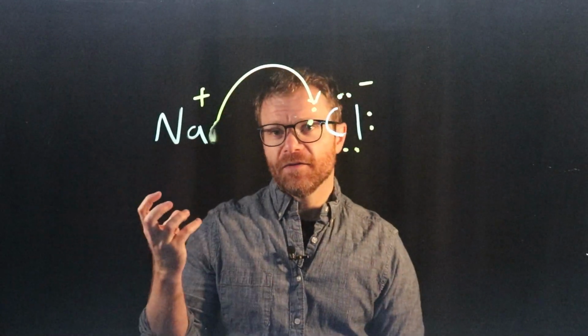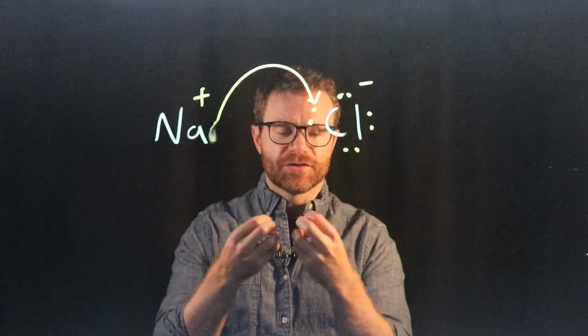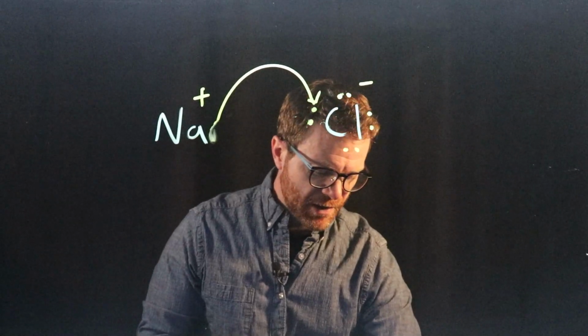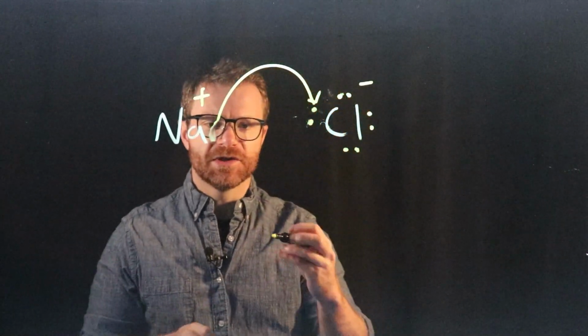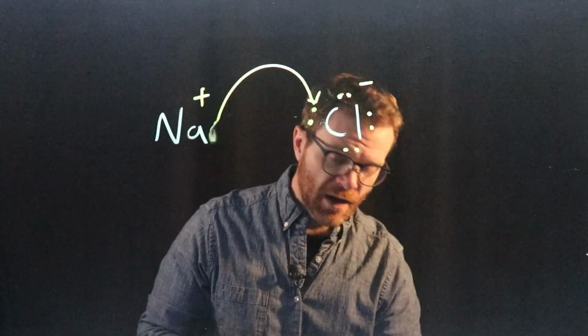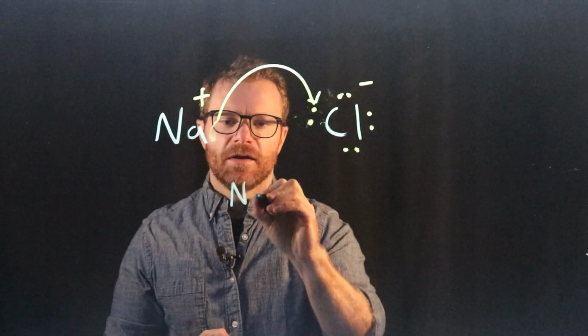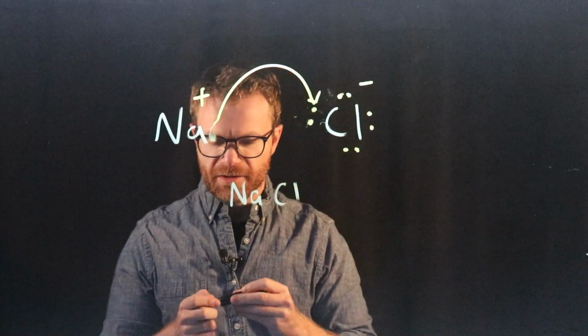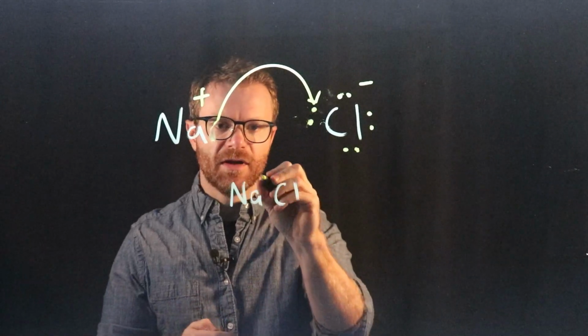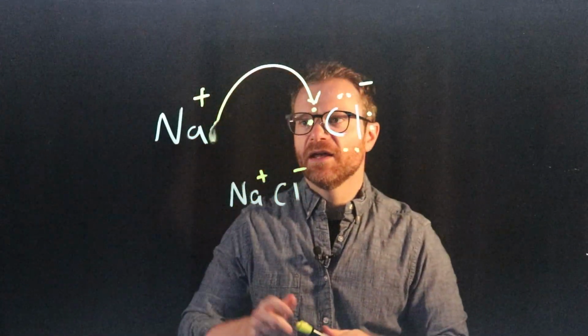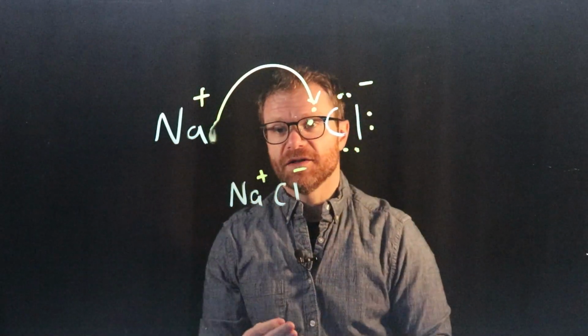Now, what do positive and negatively charged things do? They attract each other. So now these two are going to be attached close to each other. And so we have sodium chloride, the chemical compound that's made from sodium and chlorine bonding together.